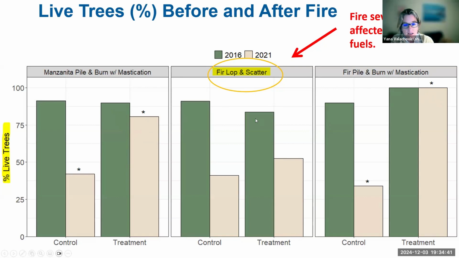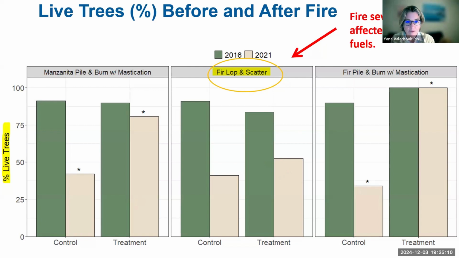But in the middle, what we call lop and scatter, basically where the cut trees were left on site, we had significant mortality between the treated and the untreated, before and after fire. So when you leave a bunch of those surface fuels, it has a residual, lingering effect. If you put fire in, in this case in kind of the extreme condition, it led to a lot of mortality.